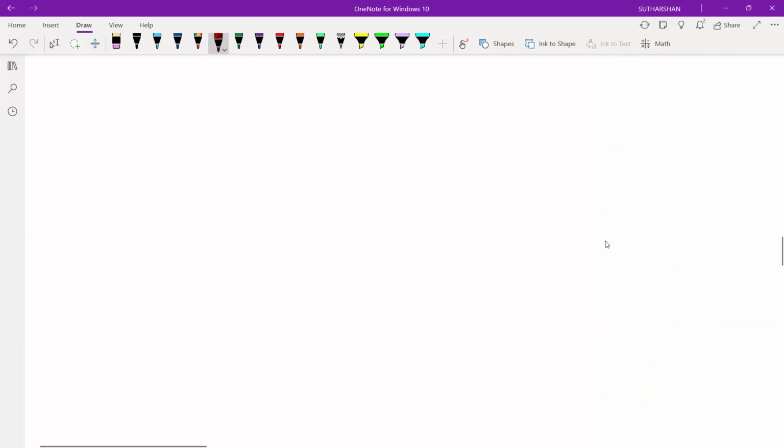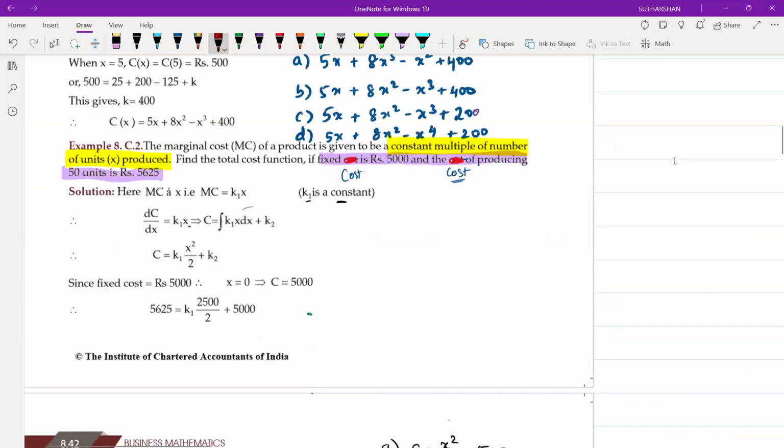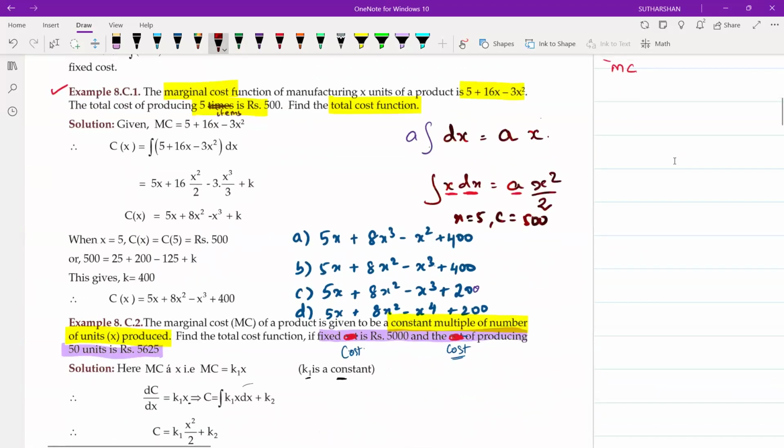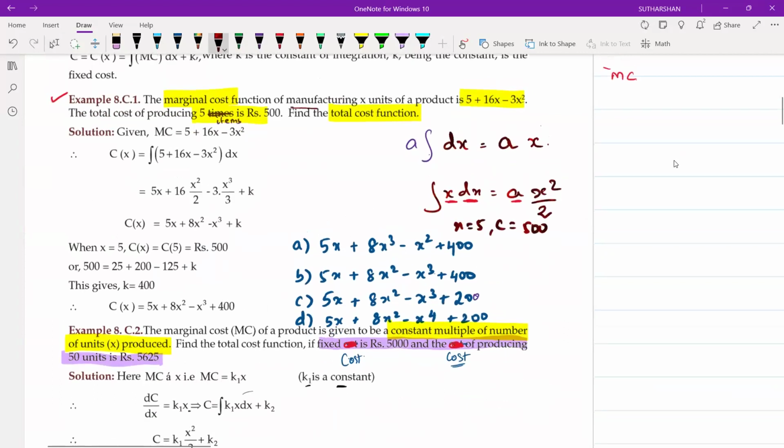Quickly we will go through that example problem. Once we complete that example problem, we can easily do it. Example 8.1, that is the first example. The marginal cost function of manufacturing, that equation is given. The total cost of producing 5 items is 500, they have given. We need to find out the total cost function.